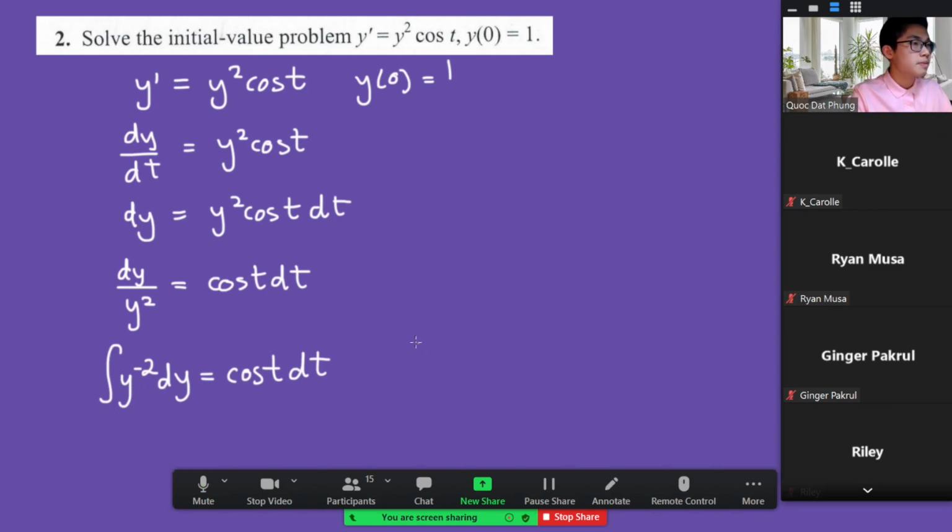So continuing on over here, this is y to the power of minus 1 over minus 1 is equal to, oh, and by the way, if you integrate one side, you have to integrate the other side as well. So the other side will be sine t plus c.